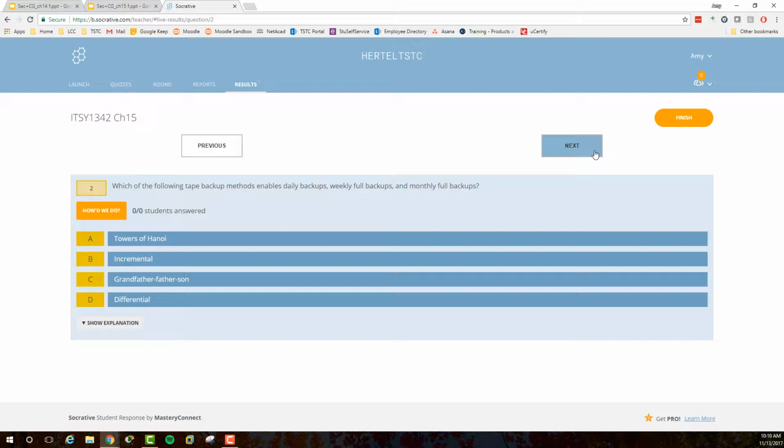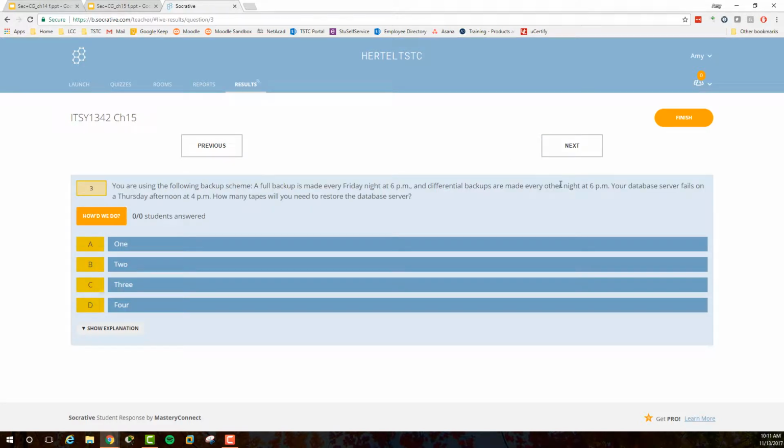Which of the following tape backup methods enables daily backups, weekly full backups, and monthly full backups? Towers of Hanoi, incremental, grandfather, father, son, or differential? That is the grandfather, father, son. So the grandfather would be the monthly backup, the father would be the full weekly, and then the son would be the daily.